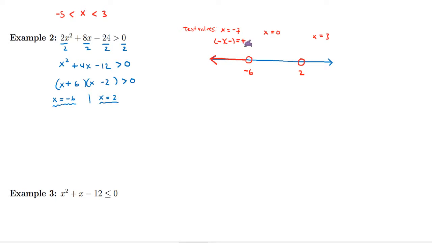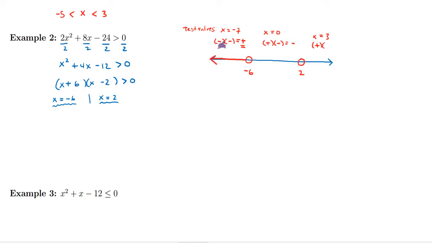Okay, that's good, right? We're looking for positive. If I plug in 0, 0 plus 6 is positive. 0 minus 2 is negative. Plus times minus is minus. So that's not going to be included. We're not going to include that portion of the region. Then x equals 3. 3 plus 6 is a positive.